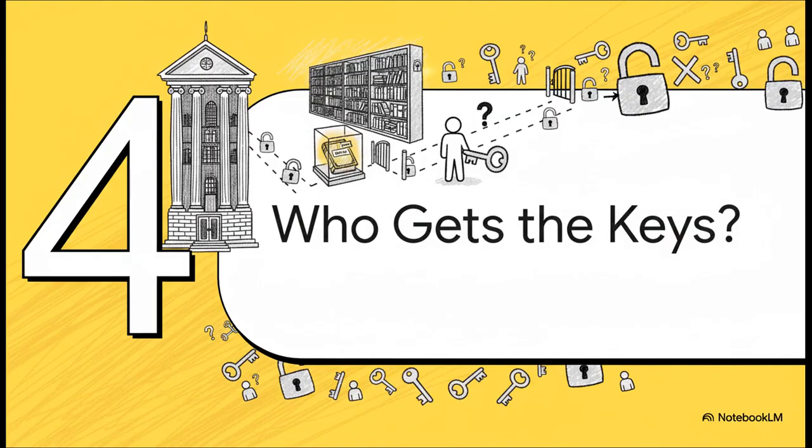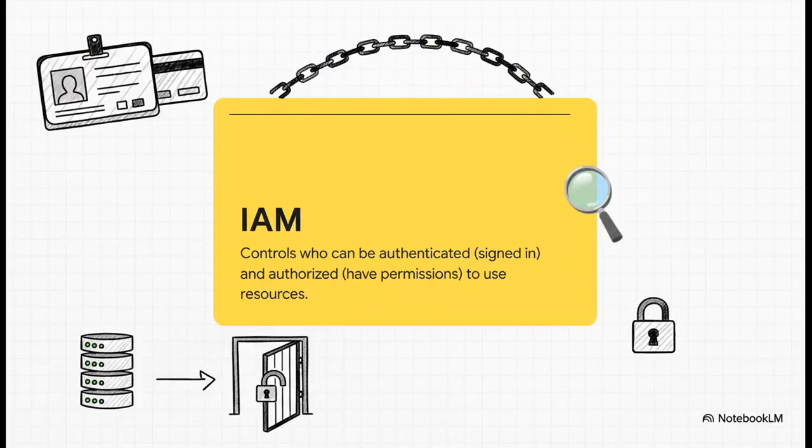All right, so we've controlled the flow of traffic to our buildings. But what about the people inside the campus? Just because someone is allowed into the library doesn't mean they should have access to the rare books collection. This isn't about network packets anymore. This is about permissions. This is where Identity and Access Management, or IAM, comes in.